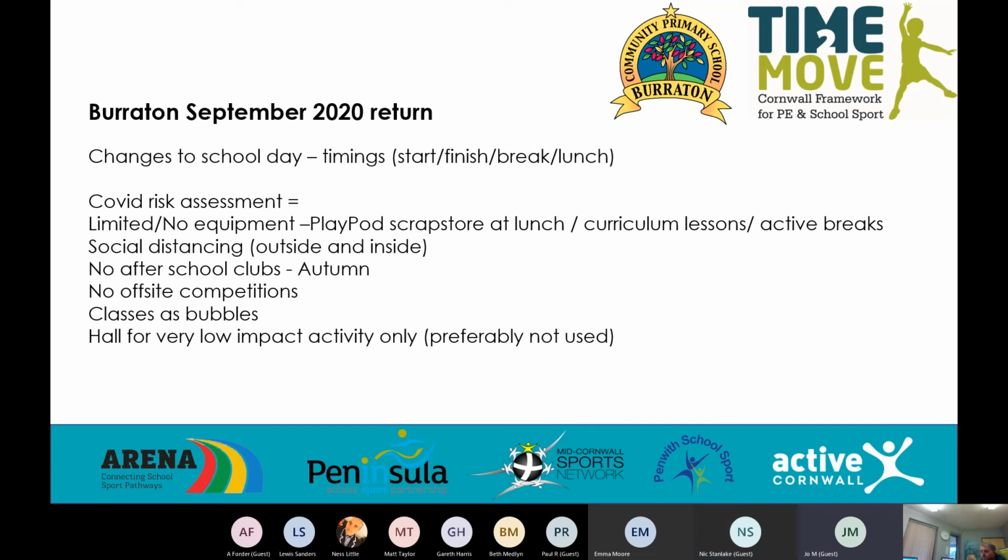Another additional consideration when we returned was that the hall, which we use for indoor PE and lunches, would have minimal use. So with regards to PE, it was agreed that only very low impact activity, if that, the hall should be used for. Preferably any activity should be outside where absolutely possible. Thank you. Next slide.